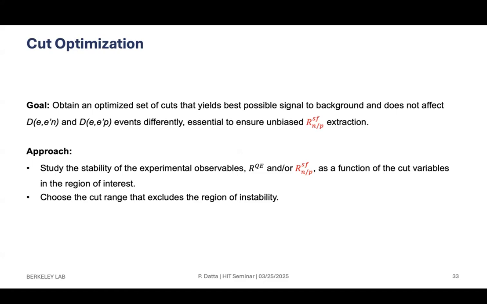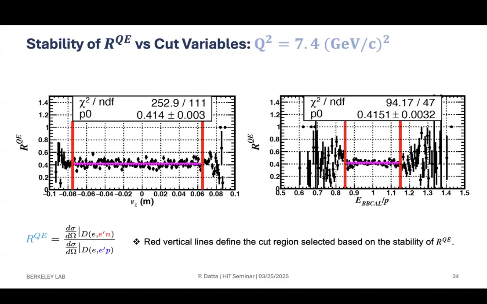So just to give you an example, on the left I'm plotting RQE as a function of the vertex Z variable, and on the right I'm plotting RQE as a function of E over P, two of the cuts that we use. The vertical red lines show the cut region that we selected. And as you can see, it chooses the region in which the ratio was stable.